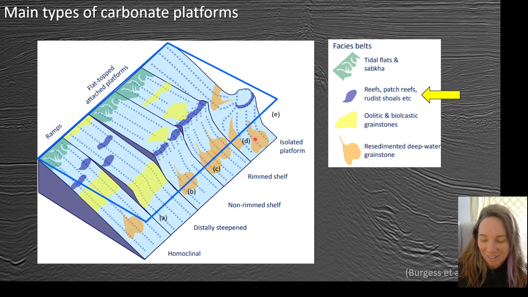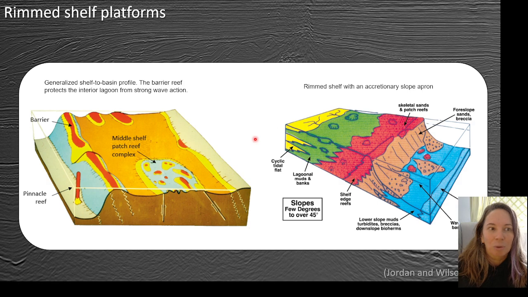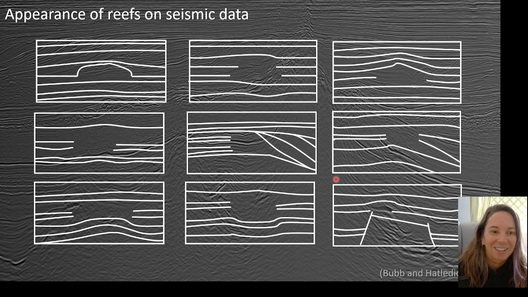Mostly what I'm going to be showing images of are some of these reefs and patch reefs. Looking at the rim shelf platforms, this is a very generalized shelf to basin profile, where you can see the barrier reef protects the interior lagoon, and we can have a lot of these middle shelf patch reefs that form in it. When you have more of the rim shelf with the accretionary slope apron, you can also see where we'll get some of the pinnacle reefs and the shelf edge reefs form.